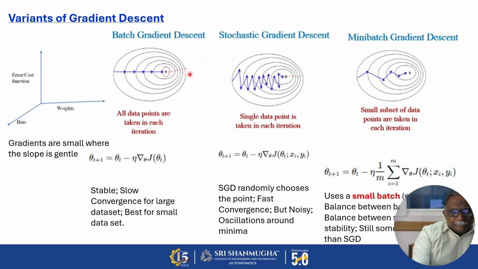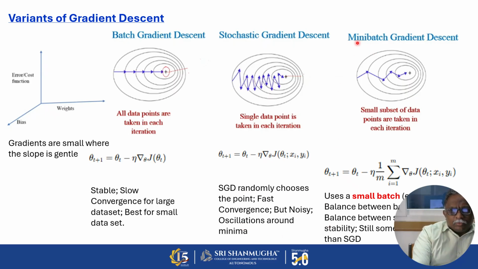When you go for the batch gradient descent approach, we have slow convergence because all the data points are considered for the iteration. It is stable, and the convergence is faster for a small data set, whereas for a large data set it is going to be very slow. In the case of stochastic gradient descent, it considers only one point, so as a result it has fast convergence, but it will have noisy oscillation around the minima. That is a disadvantage of this method.